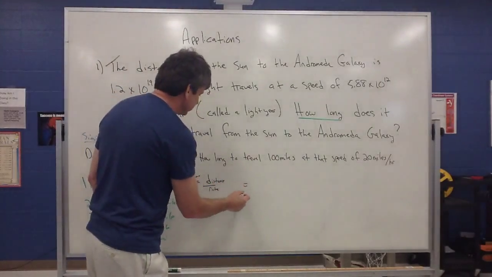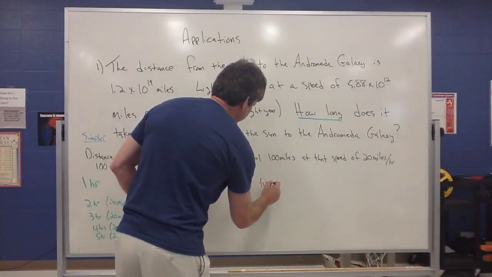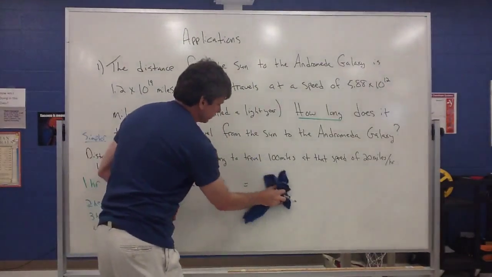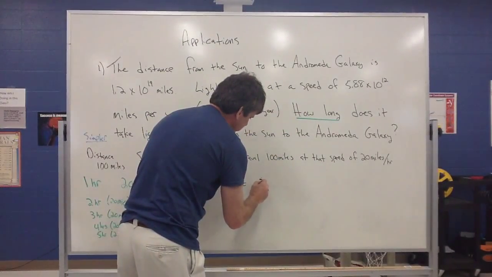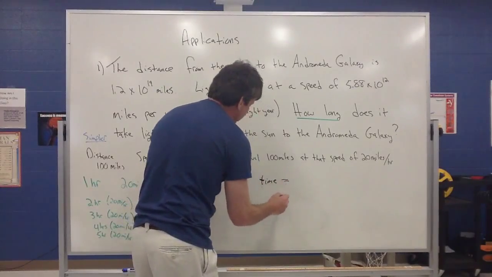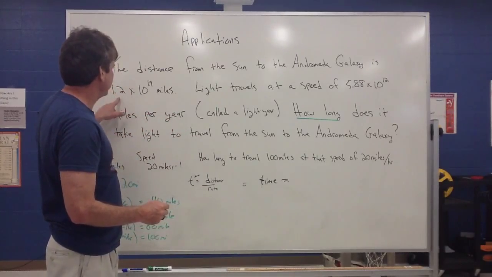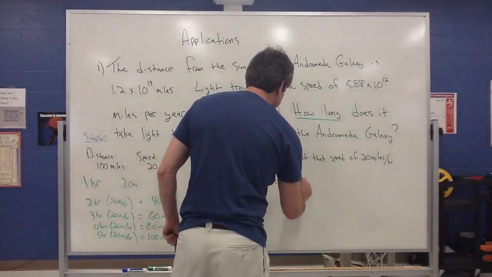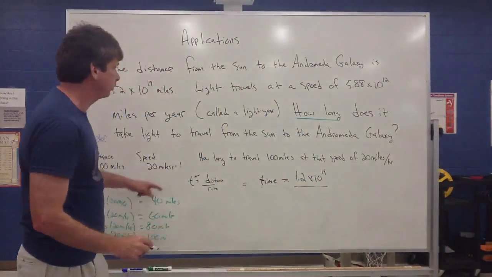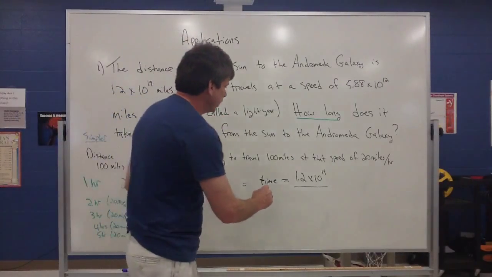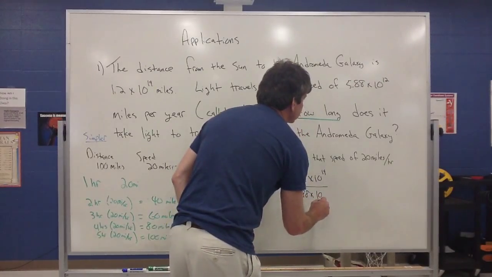So in our problem, we don't know what the time is, but we do know that the time can be determined by the distance over the rate. Well, we know the distance is going to be this 1.2 times 10 to the 19th. We know the speed is going to be 5.88 times 10 to the 12th.